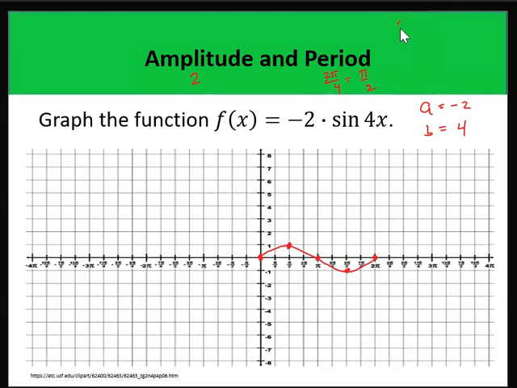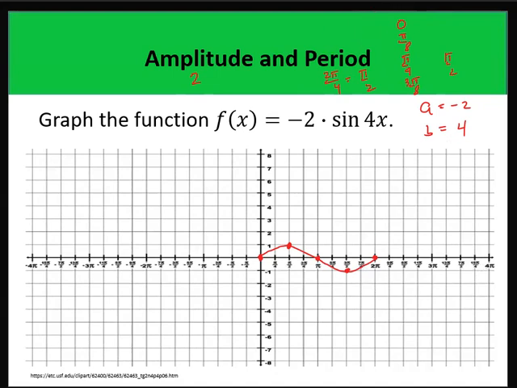But of course, we start at 0, and then we have pi over 8. We multiply this by 2, that's 2 pi over 8, which is pi over 4. Then we multiply pi over 8 by 3, so we get 3 pi over 8. And we multiply pi over 8 by 4, which is pi over 2. Now, since the function has a negative value of a, that means that the graph must be a reflection of the graph of positive 2 times sine 4x along the x-axis.